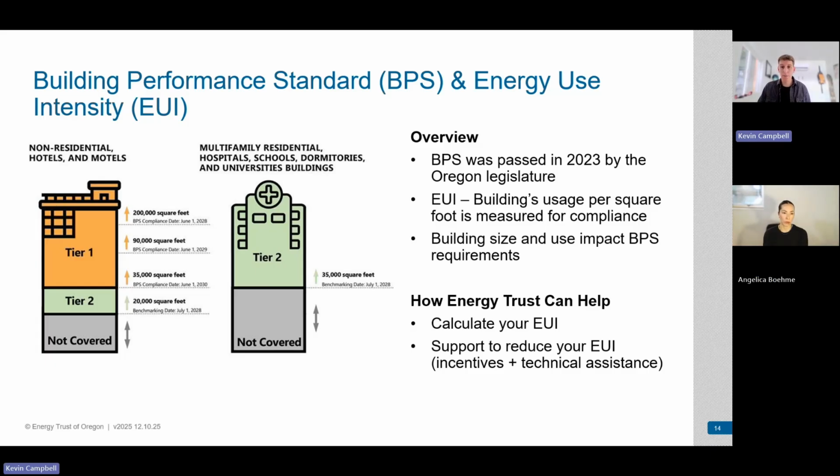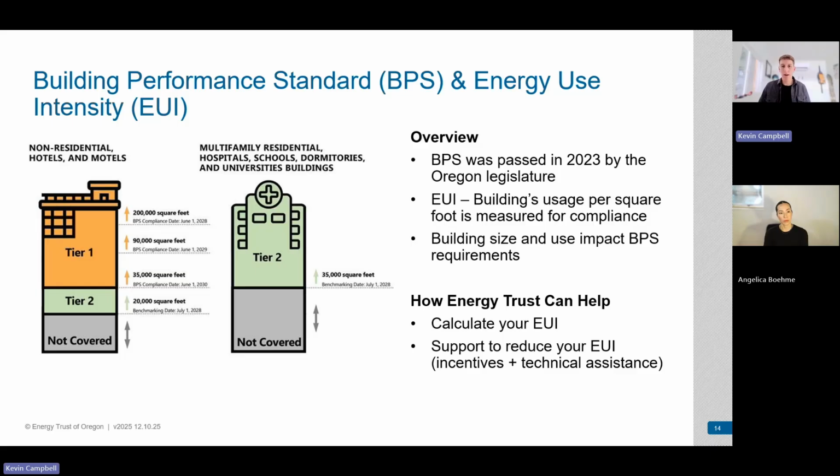So the image here shows how different building sizes are impacted by the building performance standard legislation. On the left, we have non-residential structures, hotels, motels, that's it. So this is going to cover the vast majority of commercial buildings. Notice that there are different tiers. We have tier 1, tier 2, and then the not covered tier. And there are different compliance dates over here on the right based on the building size. On the right, we have residential multifamily, hospitals, schools, dormitories, and university buildings, all shown in this image. And again, we have tier 2 versus not covered, and they have the compliance dates based on building size shown here on the right.